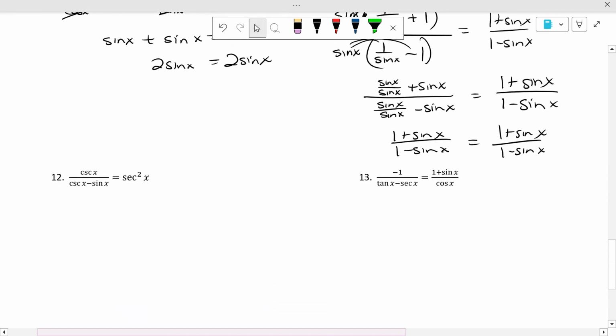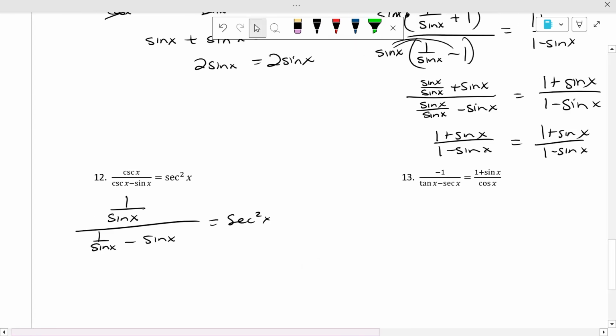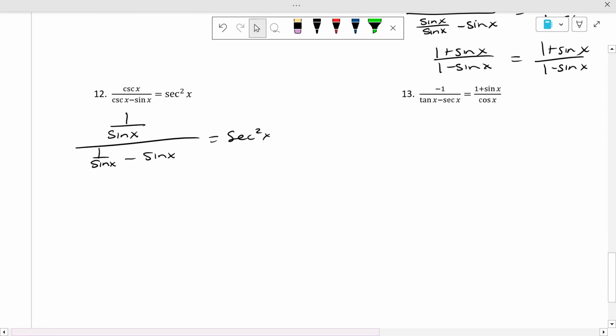In this one, cosecant goes to 1 over sine. So you have 1 over sine of x minus sine of x equals secant squared of x. So if you know nothing else to do, change anything that's not a cosine and cosine into something that's a sine and cosine. Now, we have a complex fraction, right? Because we have fractions inside of fractions. To get rid of the fractions inside of fractions, multiply by the denominator of the denominator.